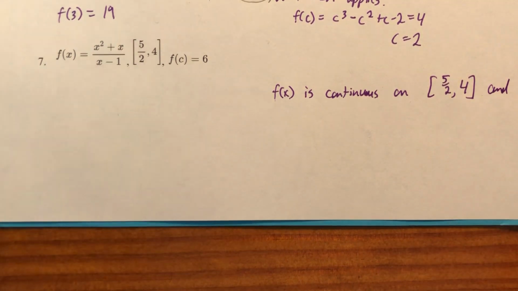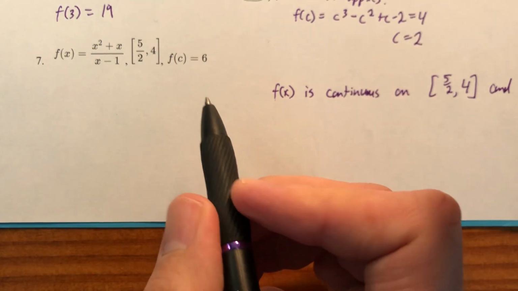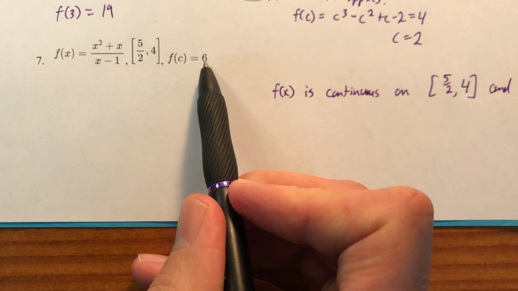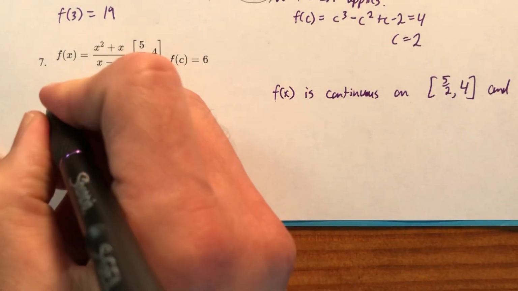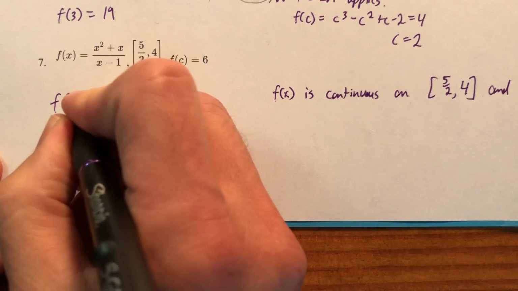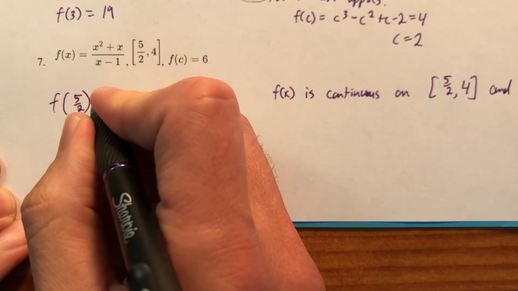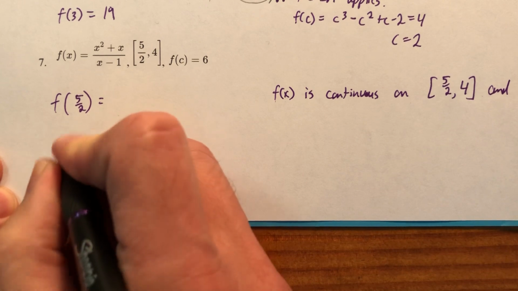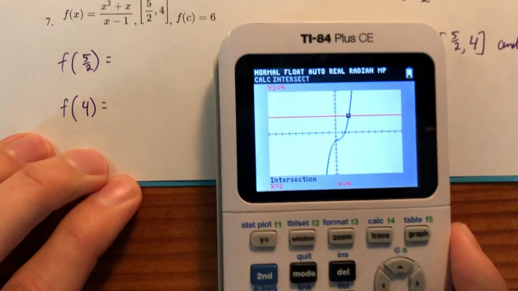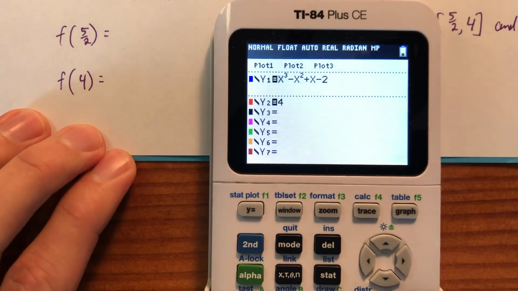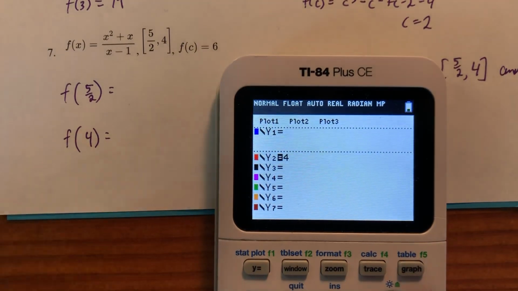And let's start verifying a few other little things. We're looking for betweenness. Is 6 in between the outputs of these two inputs? Let's find out. So f of 5/2 is equal to something, and f of 4 is equal to something. I don't know what that something is, but let's use a calculator for this one. We could do it without a calculator, but for the moment, I choose not to.